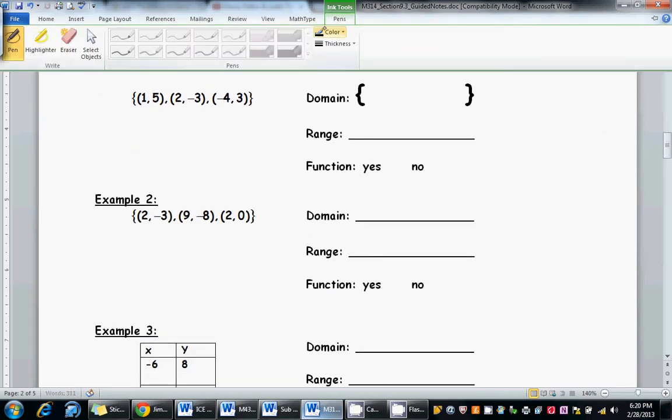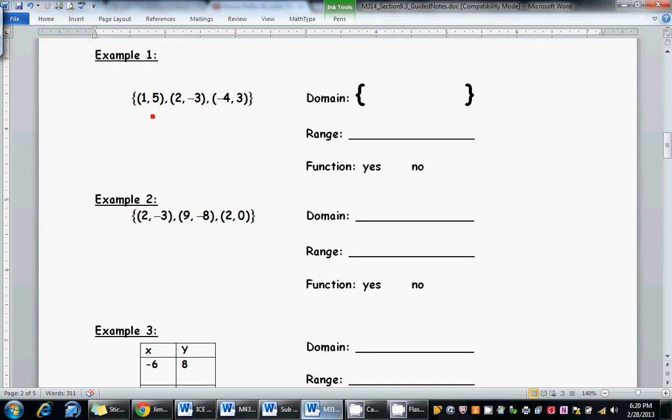Example 1. We have 3 points from a function here. I have (1, 5), (2, -3), (-4, 3). My domain represents all of the x values from this function. What were my inputs? I input 1, and my output was 5. I input 2, output was -3. I input -4, output was 3. All these x values make up my domain. And you'll notice it's already in your notes, when we talk domain and range, we use these curly brackets, and I'll show you how to make those when we do range. But inside here, I'm just going to write all of my x values. 1, 2, and -4.